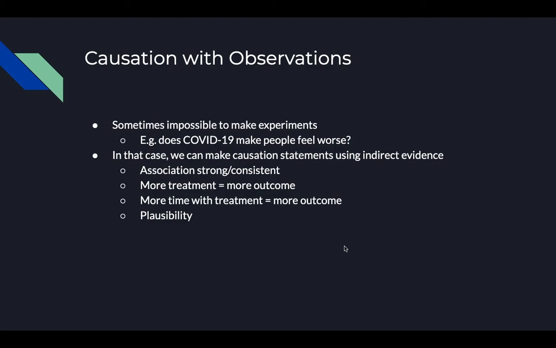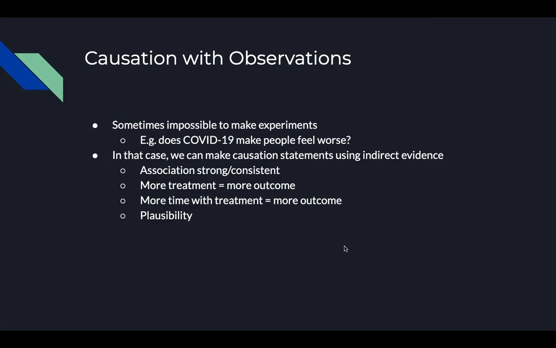An example is, does COVID-19 make people feel worse? The obvious answer is yes, but we can't test this using an experiment because in order to do that, we would have to give people the coronavirus, which is unethical and we can't really do it. In that case, we can make causation statements using indirect evidence through observational studies, using things like the association being strong and consistent, more treatment meaning more outcome, more time with treatment meaning more outcome, and the plausibility of these factors.